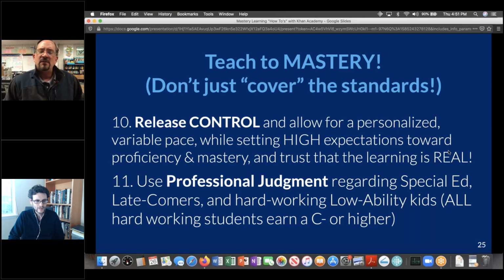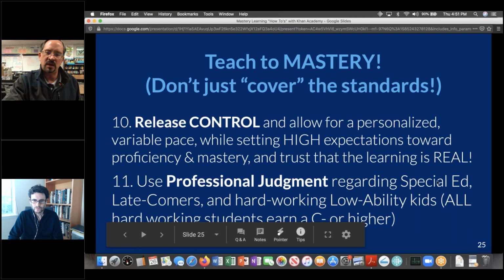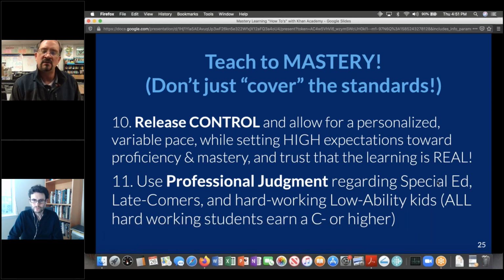Number 11, this is something a lot of teachers don't think about till it happens. You need to use your own professional judgment regarding your special ed kids, also the kids that transfer to your class or school late in the year, and hardworking, low ability kids that just struggle with math. In my class, the policy is all hardworking kids get a C- or higher. And I make sure I follow whatever laws are in place with students' IEPs that are required for me to do with their special ed needs.